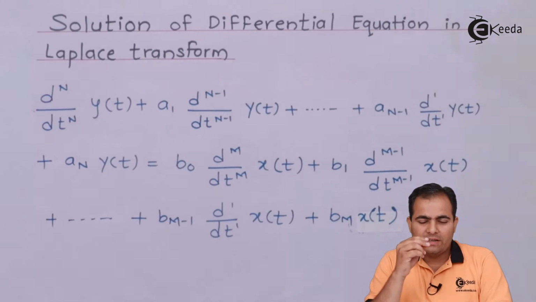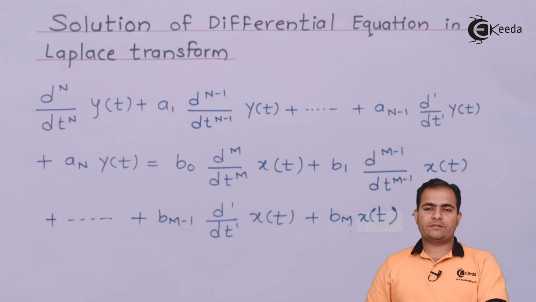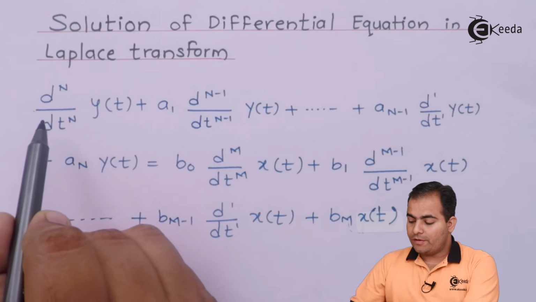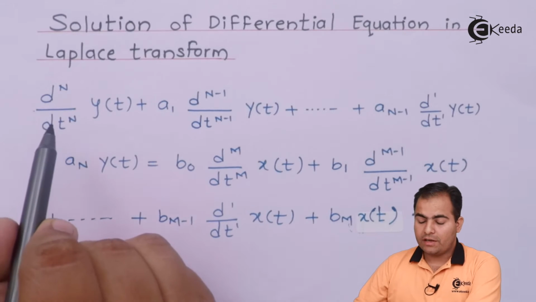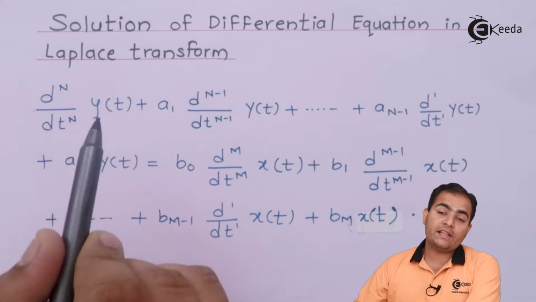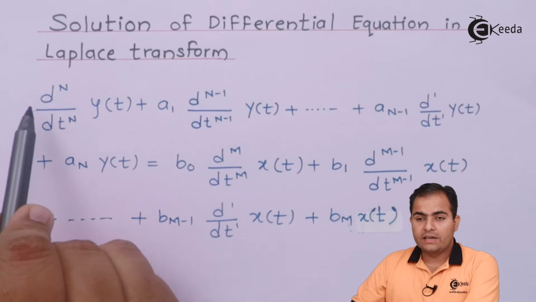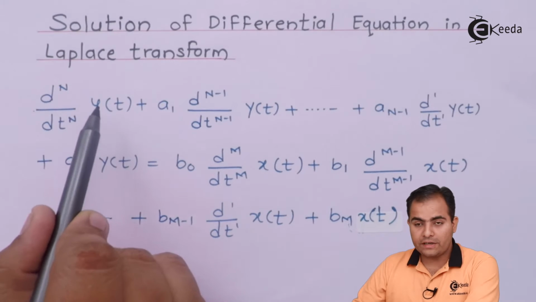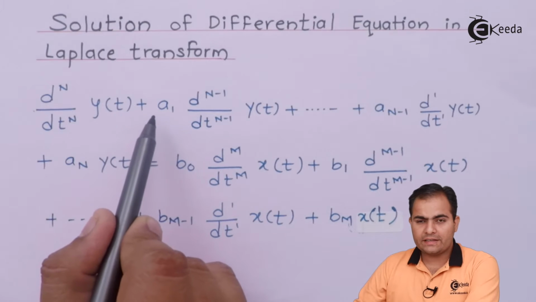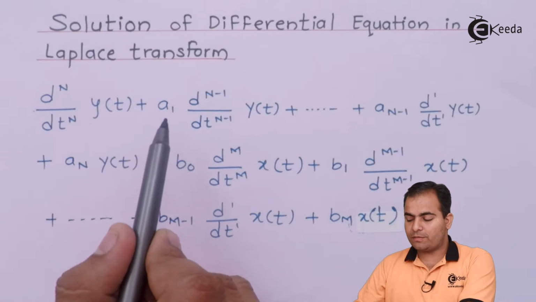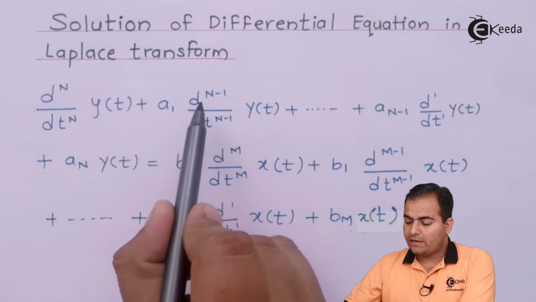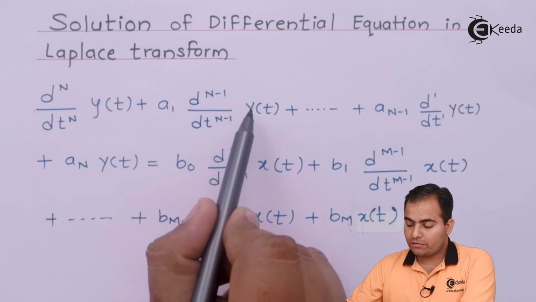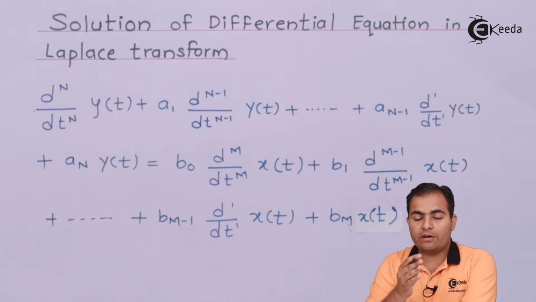So first of all, let's go through the equation. Now, if we differentiate y of t till nth order, then what will be the equation? d raised to n upon dt raised to n of y of t, which means we are going to differentiate y of t till nth order. Now plus a1, the coefficient or constant, times d raised to n minus 1 upon dt raised to n minus 1 of y of t, which means we are decreasing the order of differentiation.